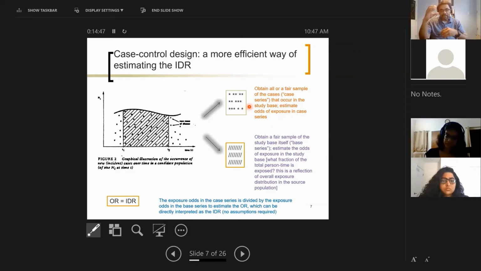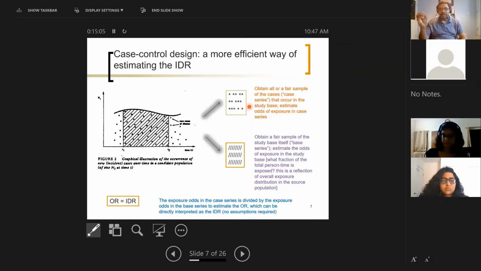We could call it a case-based study. We could call it a case reference study, or we could call it a case control study. The word case control is often used, but I have seen people call this a case referent design or a case-based design, right? We need a fair sample of the black dots.